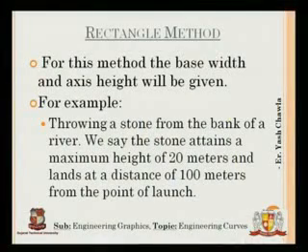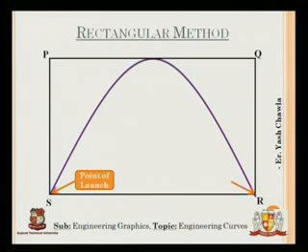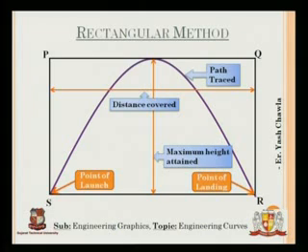This is depicted in this figure. As you can see, I have drawn a rectangle, which I have named PQRS. This is just for illustration. This is my point of launch and this is my point of landing. The stone starts from here, traces this path and lands here. This is the maximum height that has been attained. This is the total distance covered, and the path that has been covered is known as a parabola.